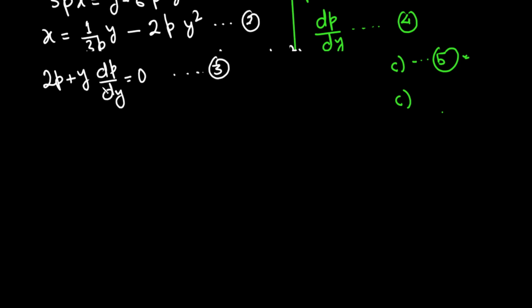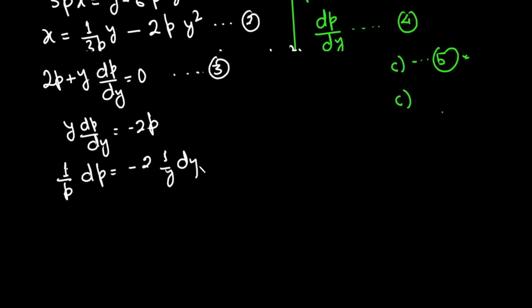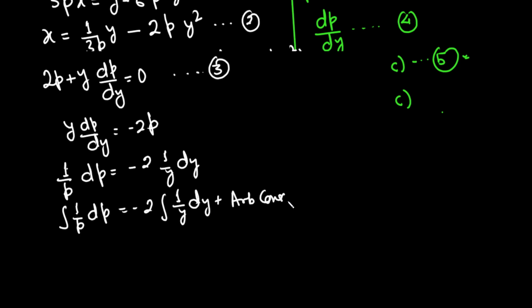So we are rearranging these terms. This can be written as y dp over dy equals minus 2p, and we can further rewrite it as 1 over p dp equals minus 2 times 1 over y dy. This is separable form. Integrating, 1 over p dp equals minus 2 integral of 1 over y dy plus an arbitrary constant. So the integration of 1 over p with respect to p is log p.